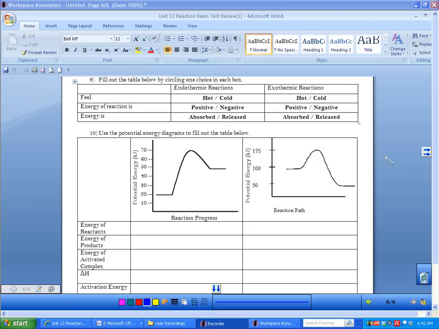Number 9 says fill out the table below by circling one choice in each box. So if I have an endothermic reaction, it's going to feel cold because energy is being taken in. The energy of the reaction is going to be positive. Energy is being absorbed. If I have an exothermic reaction, it's going to feel warm or hot to the touch. It's going to be negative because I'm losing energy, and energy is released. Please know these things. Please, please, please.